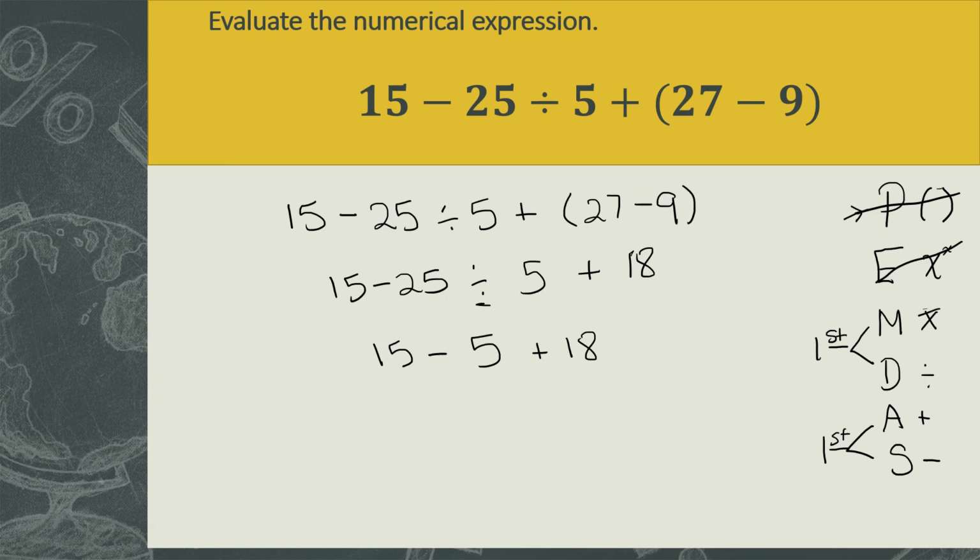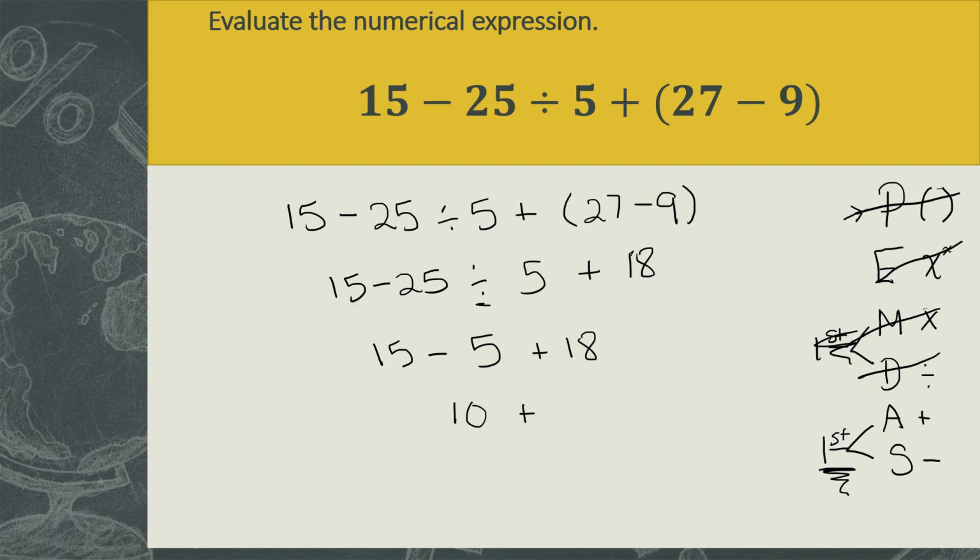Then I'm going to come over here and cross those out. Then I'm going to look for addition and subtraction, whichever one comes first. Now, if you notice here, even though in the order of operations it's addition, then subtraction, again, we do whichever one comes first. So subtraction actually comes first in this problem. So we're going to do 15 minus 5, which is 10.